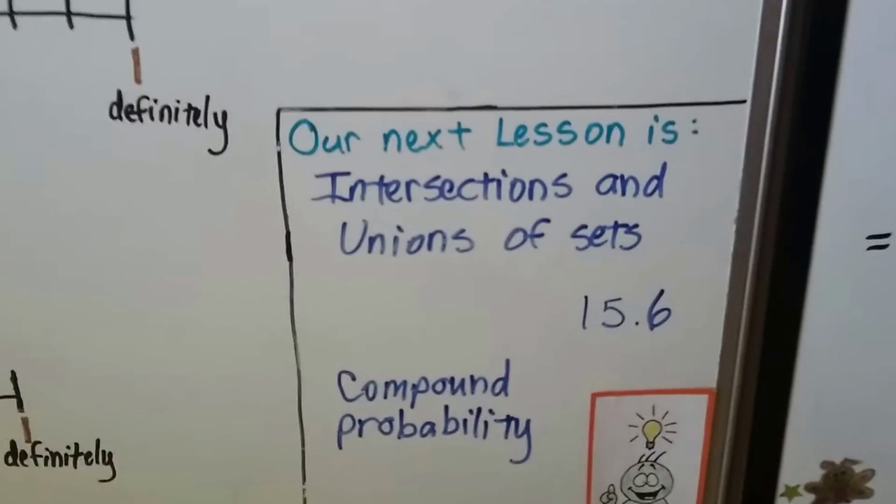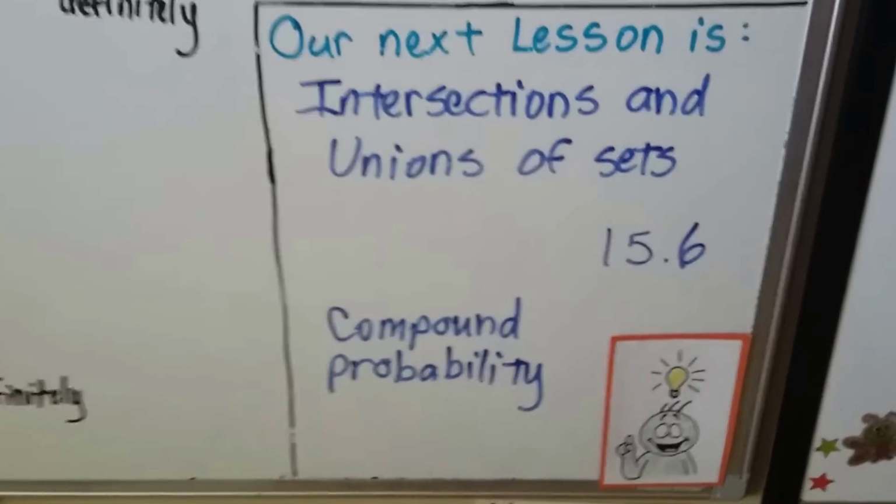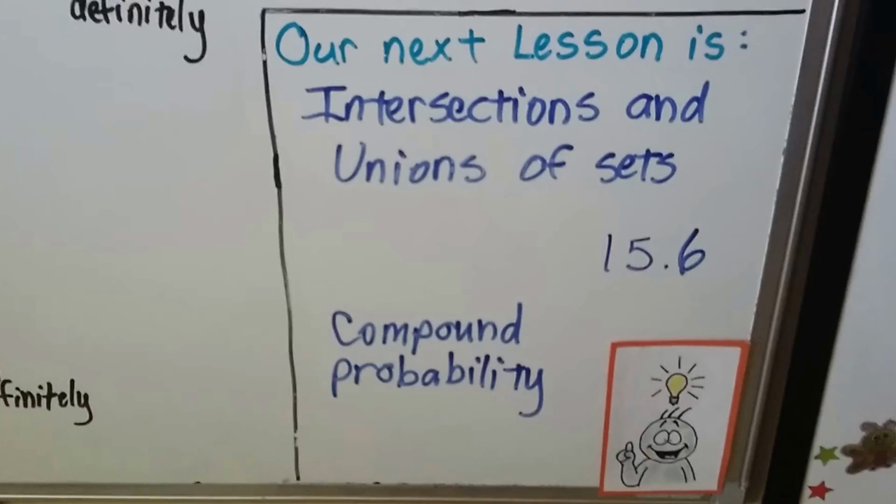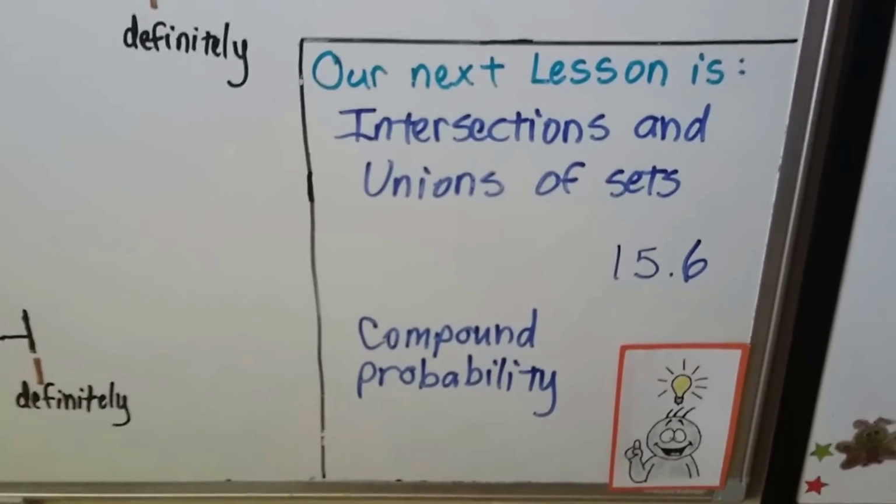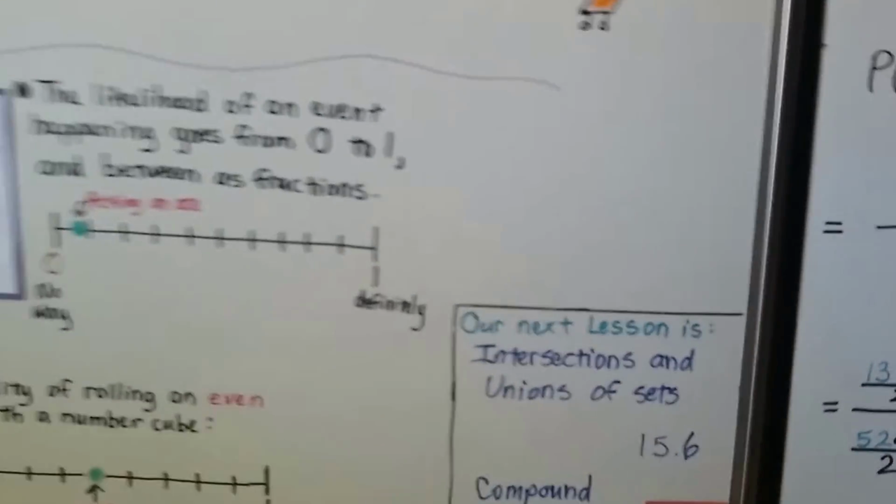So our next lesson is going to be intersections and union of sets. We're going to get into compound probability. That's lesson 15.6.